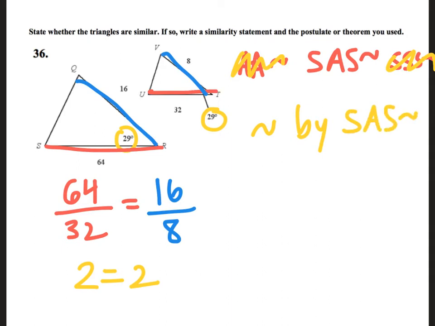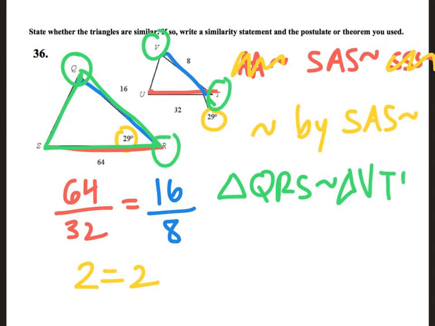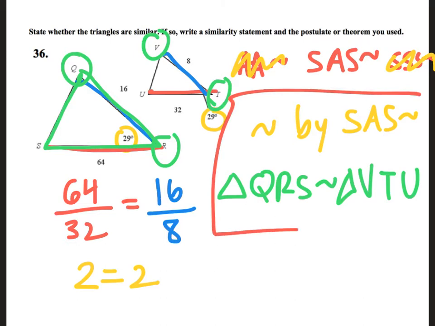And then we need to write a similarity statement. So we're going to say triangle QRS is similar to, now Q is at the top, it's on the edge of my blue line, so we're going to do V. And then R is in the same spot as T, and then S and U are in the same spot. So again, it's similar by side angle side similarity, and there's our similarity statement.